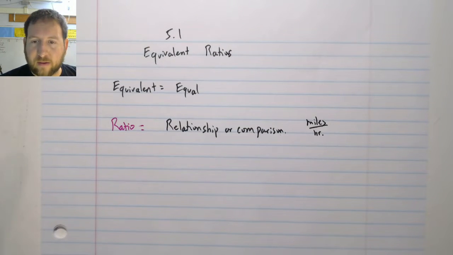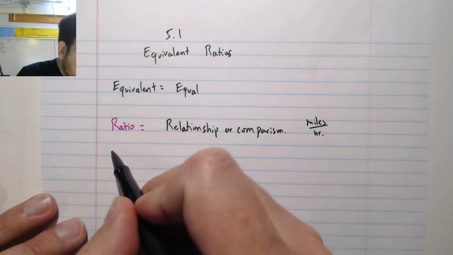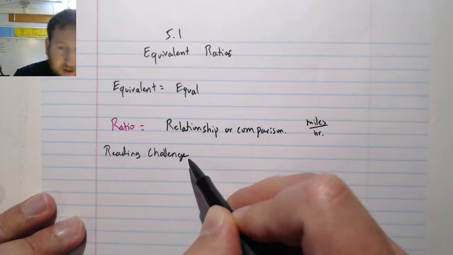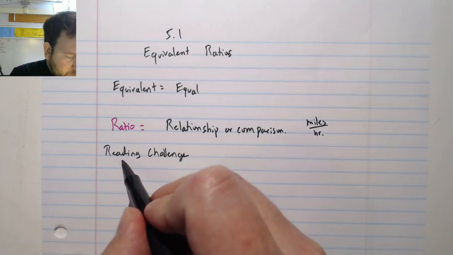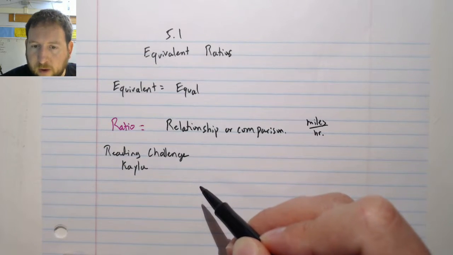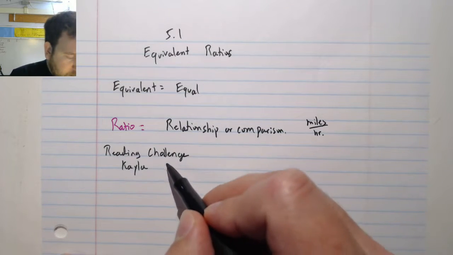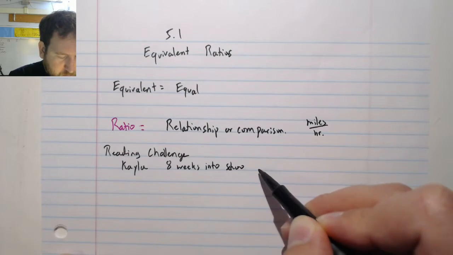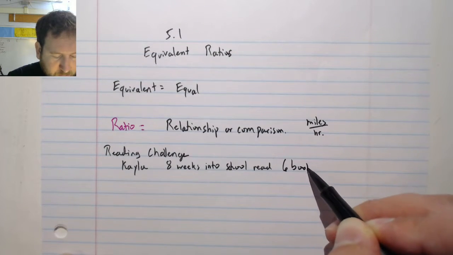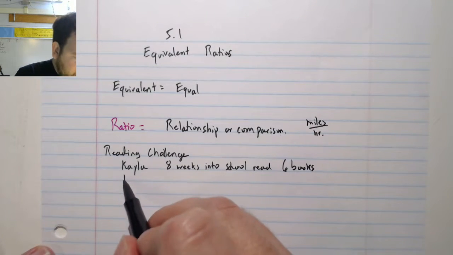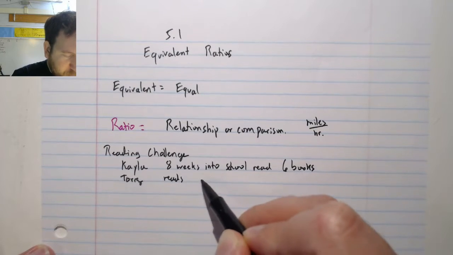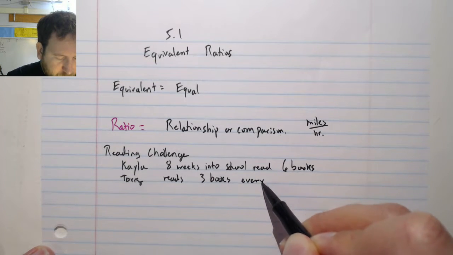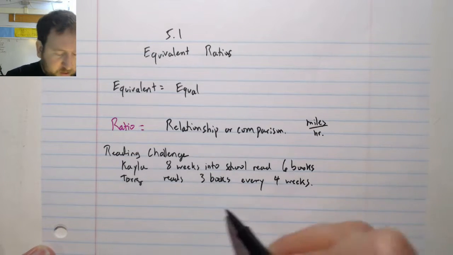And in this example that they use in the beginning, we're going to look at two girls that are having a reading challenge. Kayla has read, let's see, 8 weeks into school, she read 6 books. And Tori reads 3 books every 4 weeks. So the question is, who reads more?